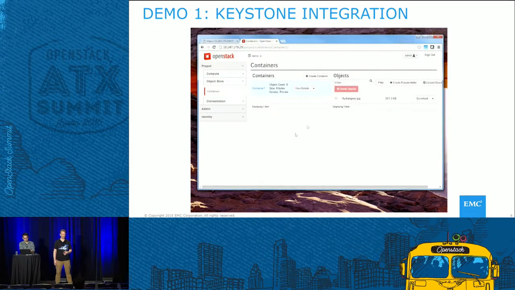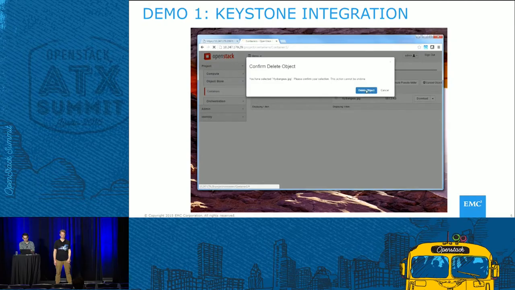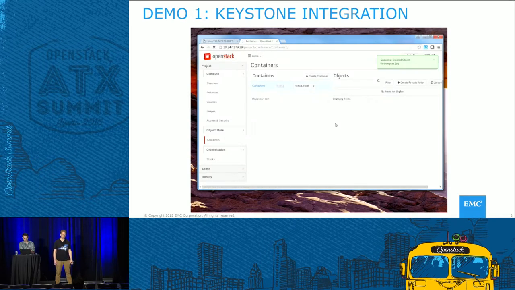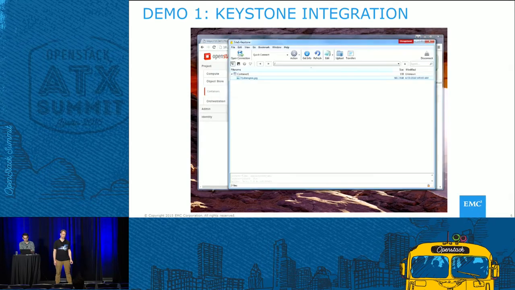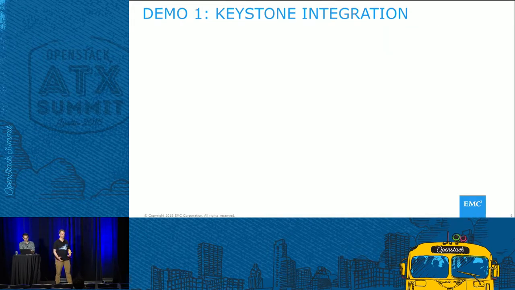You can perform some other operations in the Horizon UI, such as we can remove the object, pardon me, and then we should see that object also has been removed off of ECS as well. So we'll do a refresh with Cyberduck. And there you see the seamless integration between Keystone and ECS.